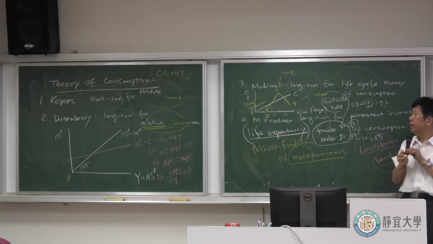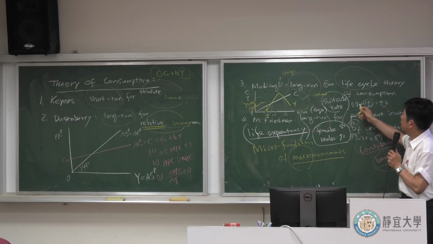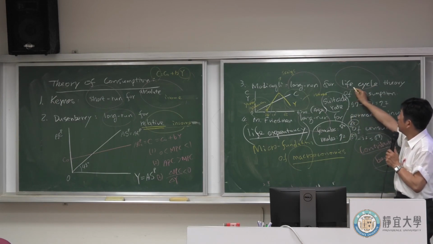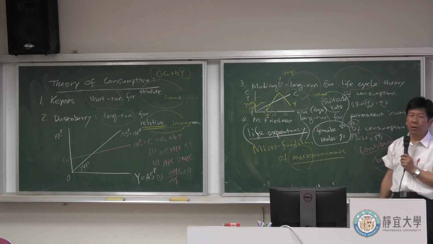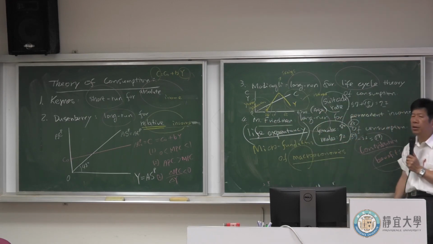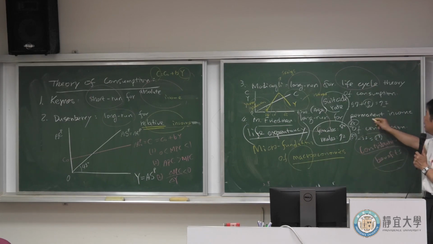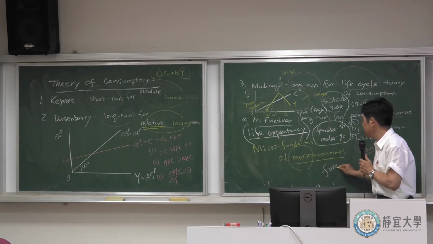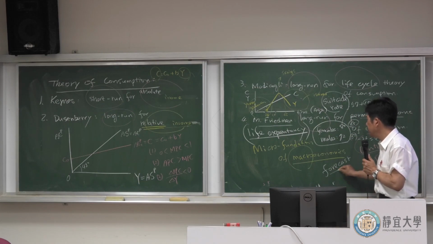So this is the Modigliani diagram. He mentioned the life cycle theory. And finally, this is Milton Friedman. He also mentioned permanent income. So I'm not sure, do you like to do the forecast? Do you like the forecast? This forecast is right.